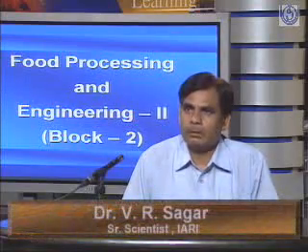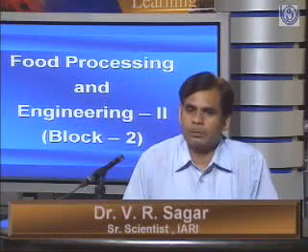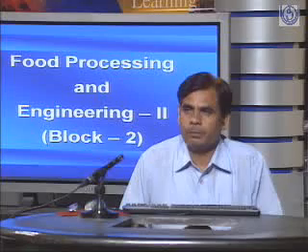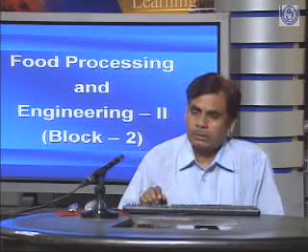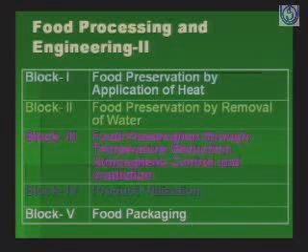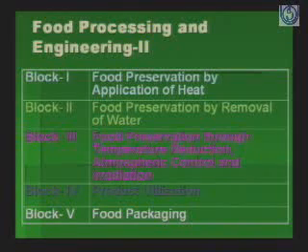This is the course on food processing and engineering 2 for the diploma of food value-added products for fruits and vegetables. This course will contain 5 blocks. Block 1 is food processed by application of heat, and block 2 covers food processed by removal of water. Block 3 is food processed through temperature reduction and by irradiation, block 4 contains product utilization, and block 5 is food packaging.